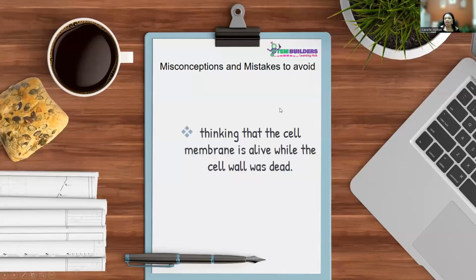All right. One of the misconceptions to avoid is thinking that the cell membrane is alive while the cell wall is dead. Some other things to avoid: confusing the structure of the cell wall with the structure of the cell membrane, or confusing the functions of the two. They're usually compared in the exam, so you have to know the difference.